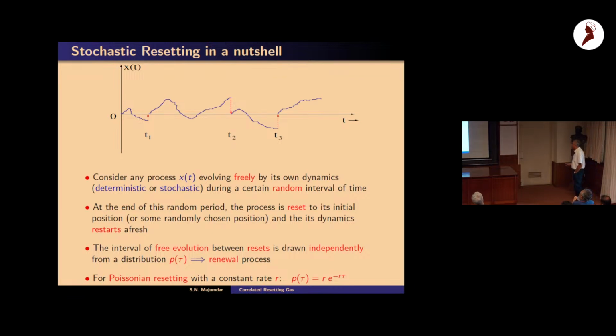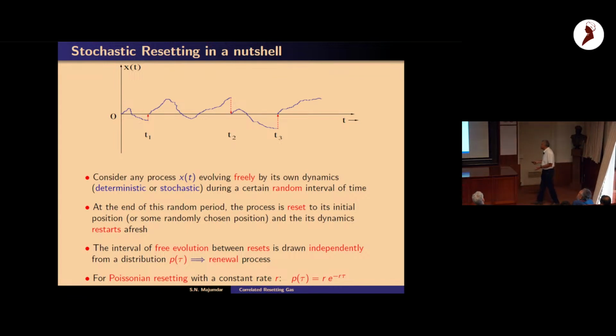So it has its own natural dynamics, and you interrupt this natural dynamics at random times and send it back to either the initial configuration or some other configuration you like. Then you let the dynamics take over again, free natural evolution, and then again at a random time you reset, and so on and so forth. The main point is that the intervals between two successive resettings are independent and drawn from some arbitrary distribution p of tau. The Poissonian resetting that I discussed before corresponds to choosing an exponential distribution, where r is the rate at which resetting happens. So as I said, this is very general.